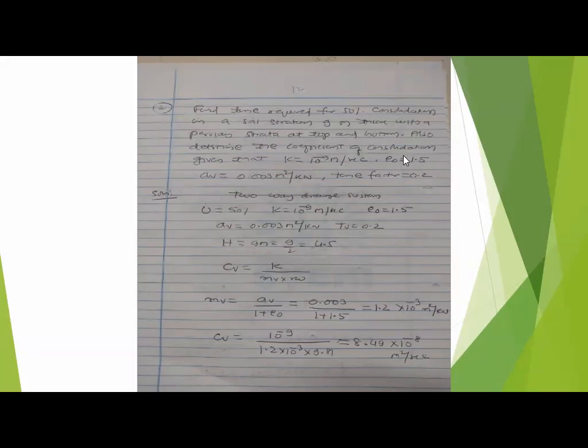Also determine the coefficient of consolidation given that K is equal to this much, E naught is 1.5, CV is this, AV is this much, and time factor this much. So this is a two drainage system. कैसा मालूम हुआ टू ड्रेनेज है? बोलो, हाँ लिखा क्या कहीं पे? This is two drainage system.